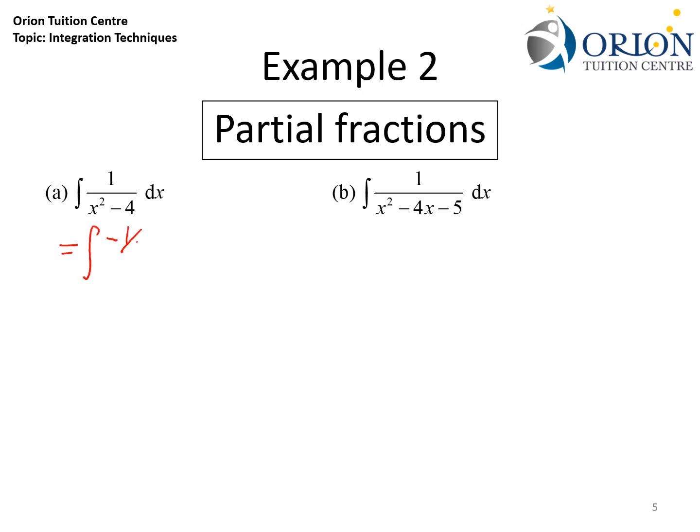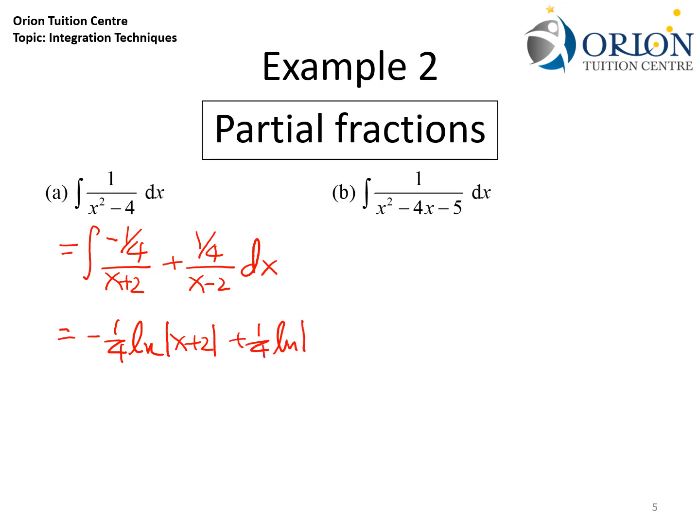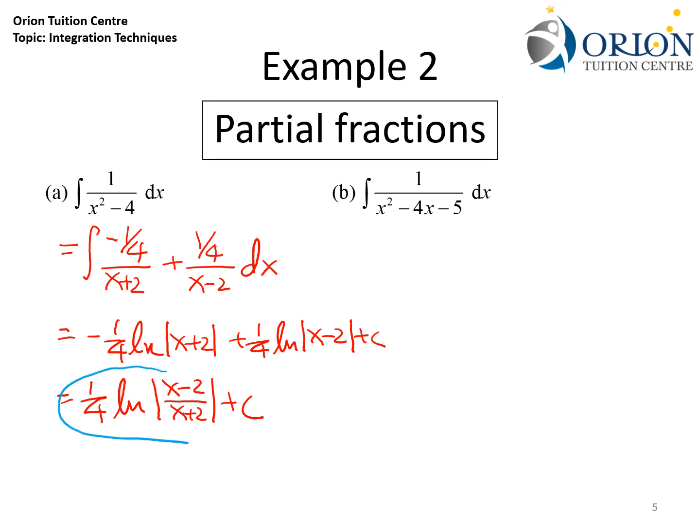but you should know that these partial fractions in part A can be written as negative 1 over 4 over x plus 2 plus 1 over 4 over x minus 2 dx, which we can integrate very easily to be negative 1 quarter ln x plus 2 plus 1 quarter ln x minus 2 plus c, which we can combine into 1 quarter ln x minus 2 over x plus 2 plus c, and recognize that this answer is exactly the same as in example 1a.